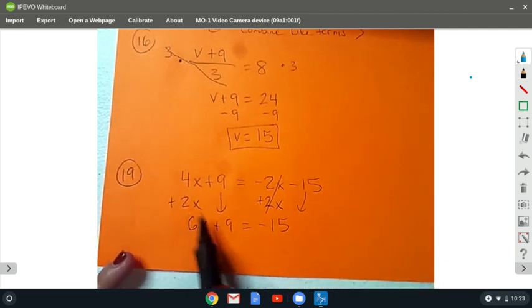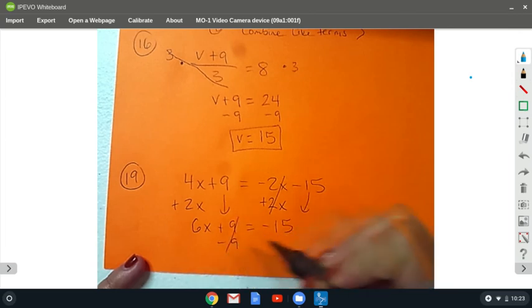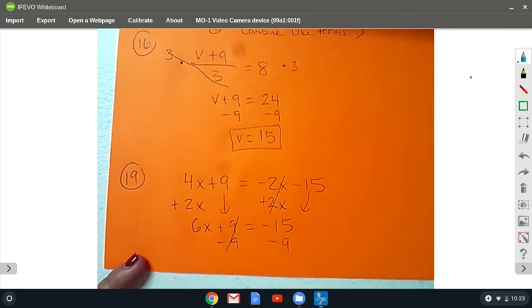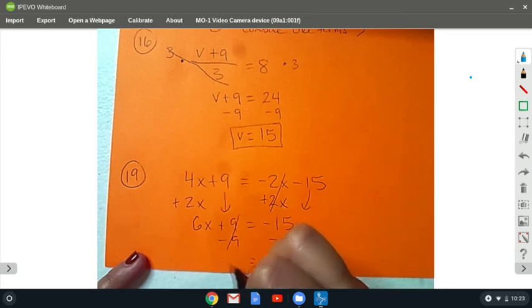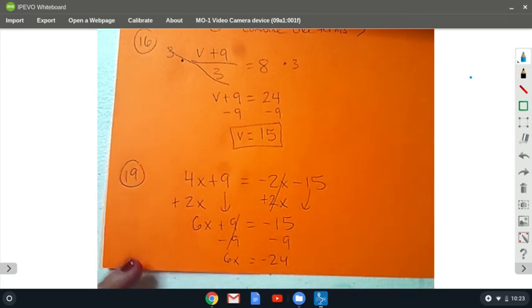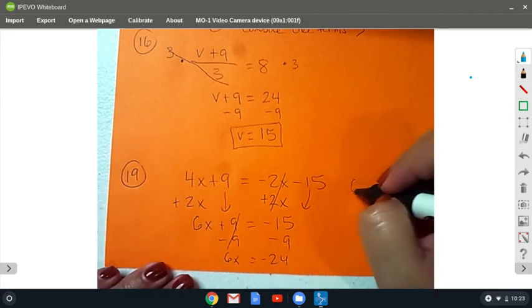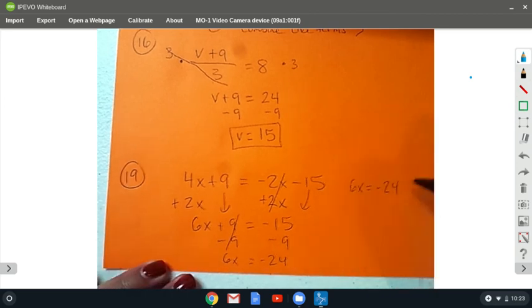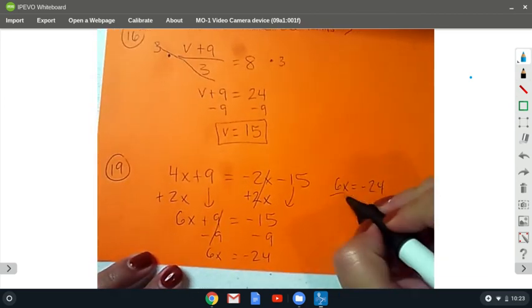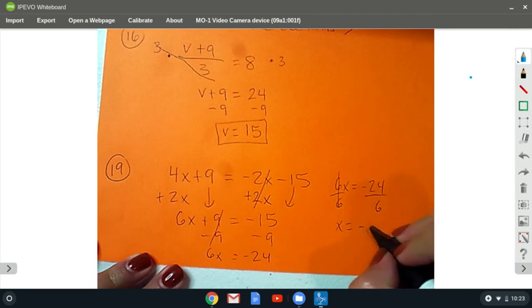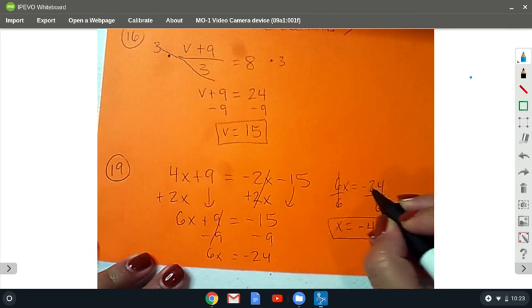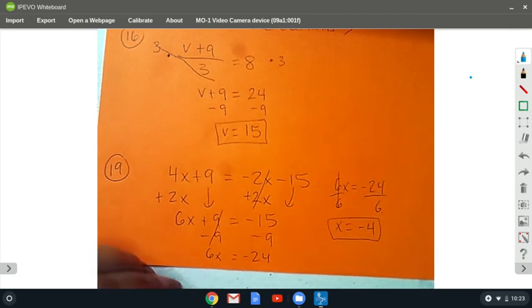And now I want to isolate this 6x, so I'm going to subtract 9. So -15 and 9 is going to give me -24. Then I'm going to divide by 6 to solve. And 24 divided by 6 is 4. And it's going to be negative because I'm doing a negative divided by a positive.